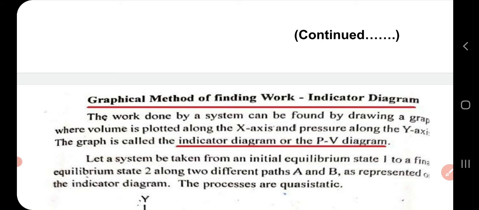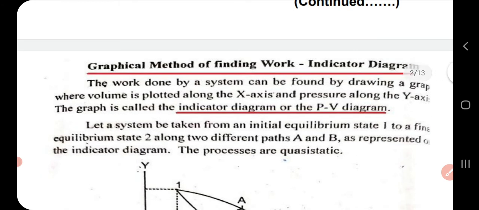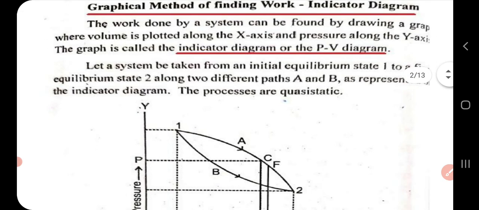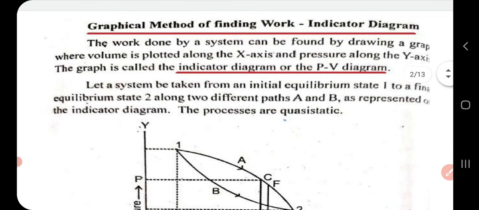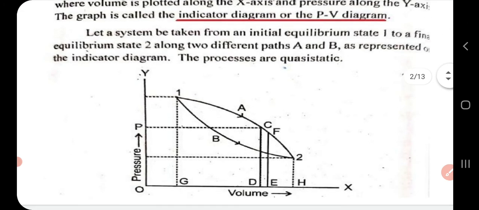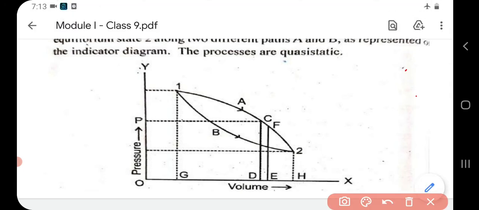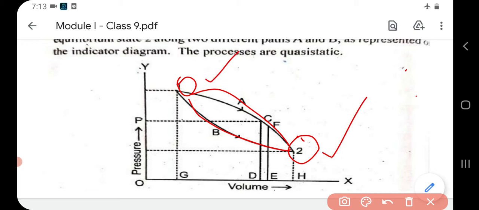Indicator diagram or PV diagram means it is a graph that is drawn between volume along the x-axis and pressure along the y-axis. This graph helps us to find the work done by the system. Now suppose that a system is at initial state 1 and it is taken to the final state 2 along two different paths, that is path A or path B. So a system in initial state 1 can be taken to its final state 2 either through path A or through path B.